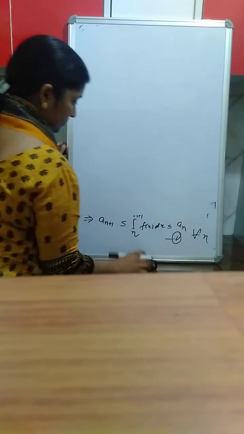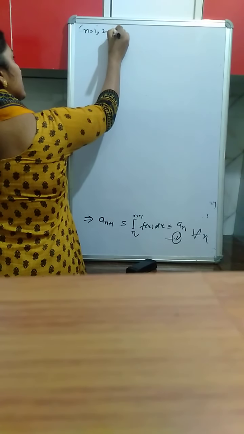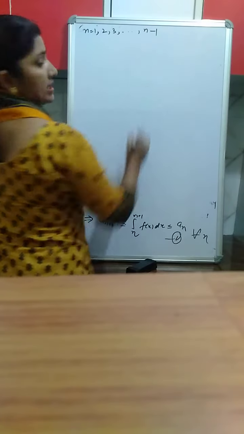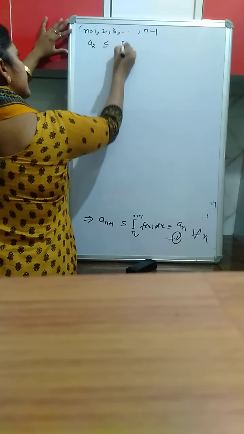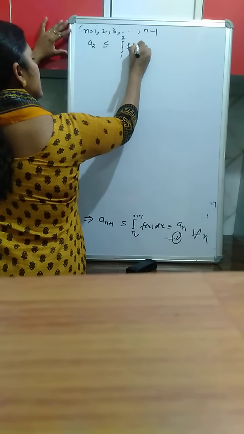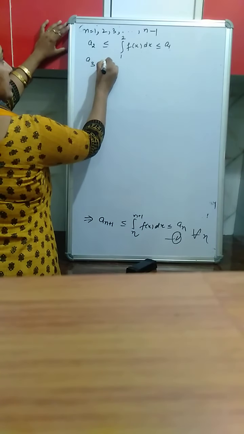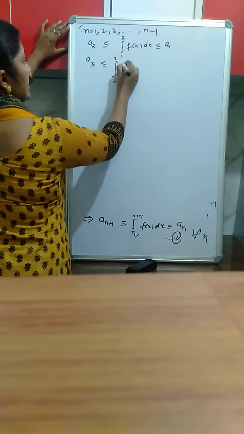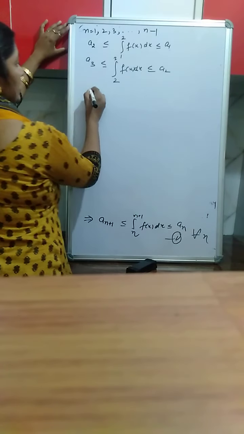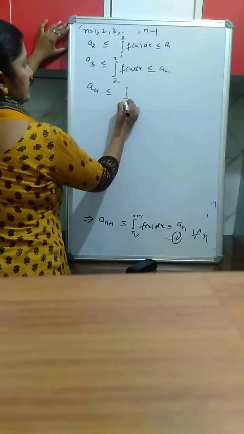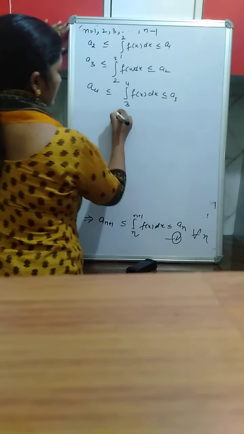Now we put one by one n equal to 1, 2, 3, up to n minus 1. First put n equal to 1. What do we get? a_2 is less than or equal to the integral from 1 to 2 of f(x) dx, which is less than or equal to a_1. Then a_3 is less than or equal to the integral from 2 to 3 of f(x) dx, less than or equal to a_2. Then a_4 is less than or equal to the integral from 3 to 4 of f(x) dx, less than or equal to a_3, and so on.